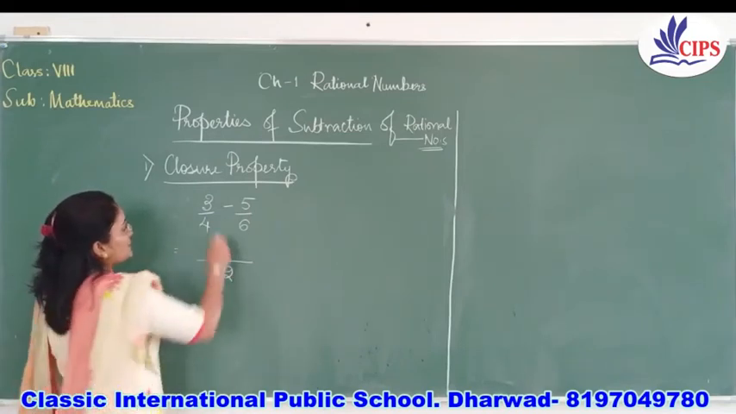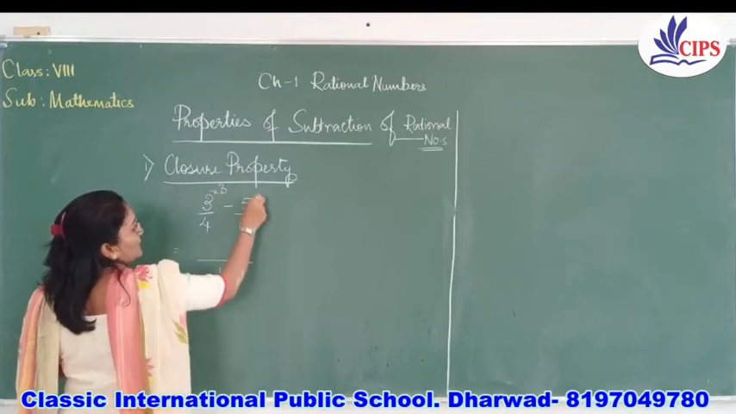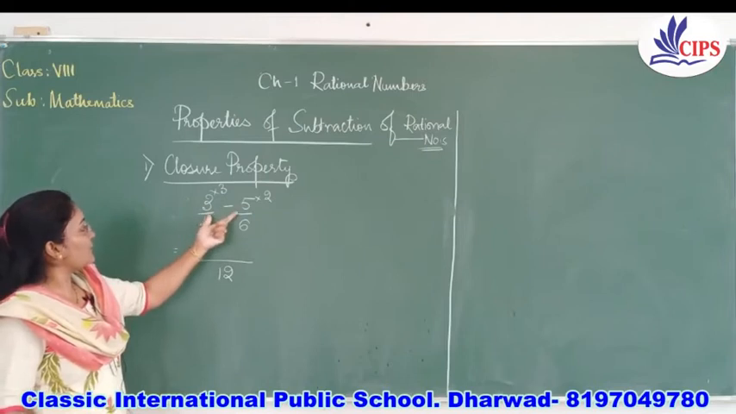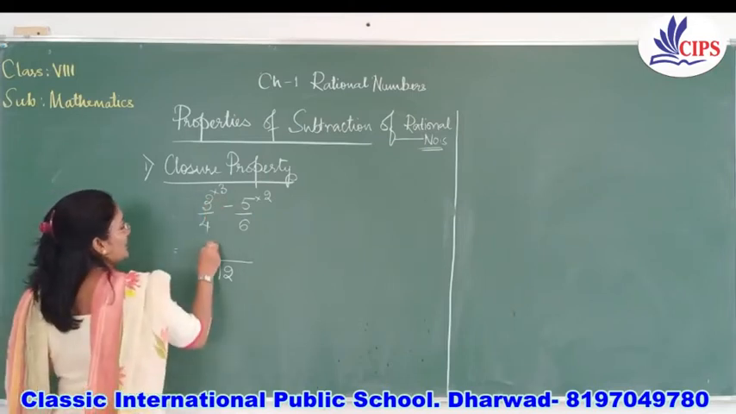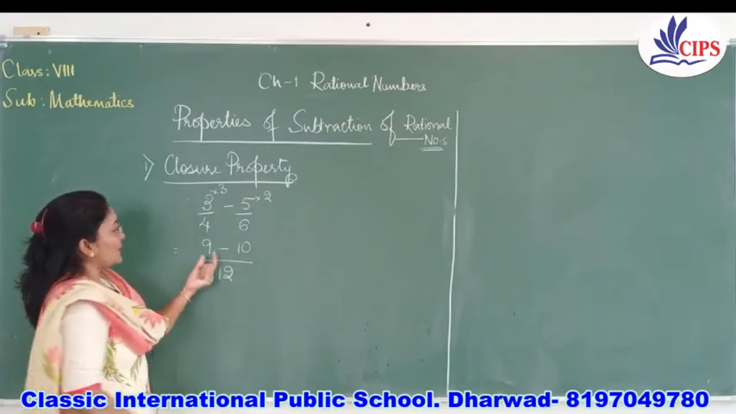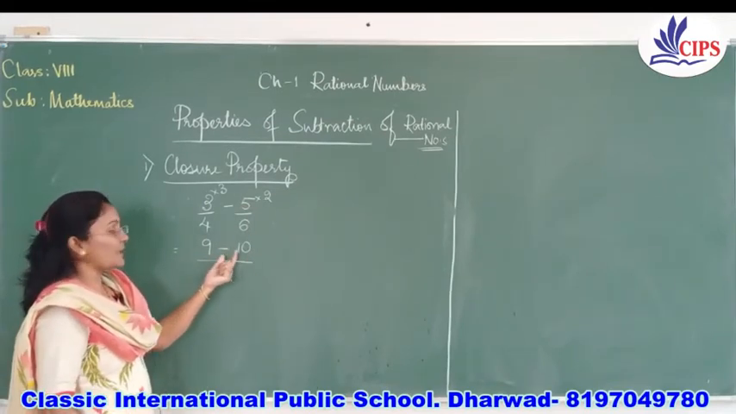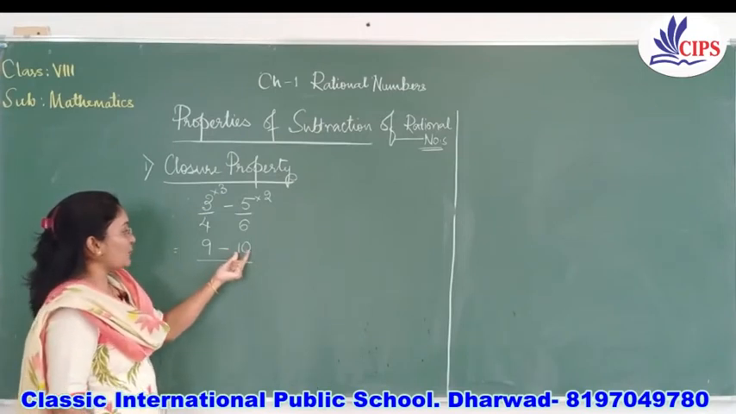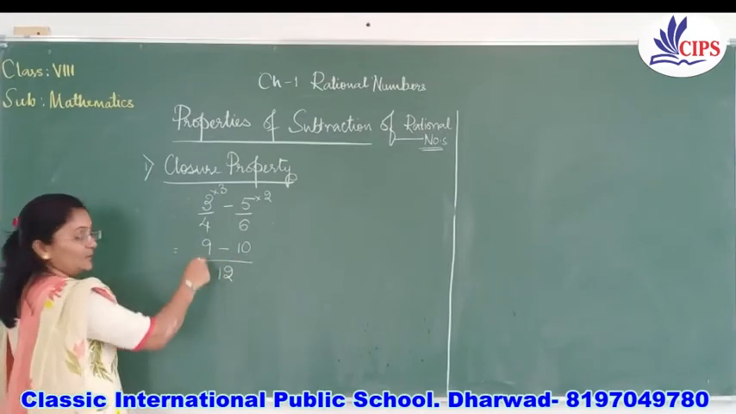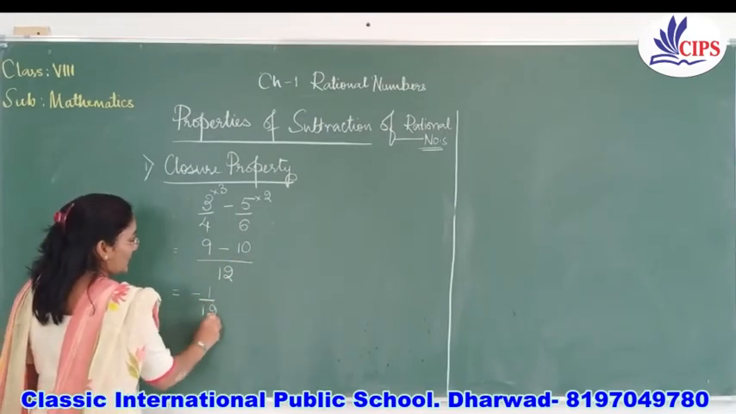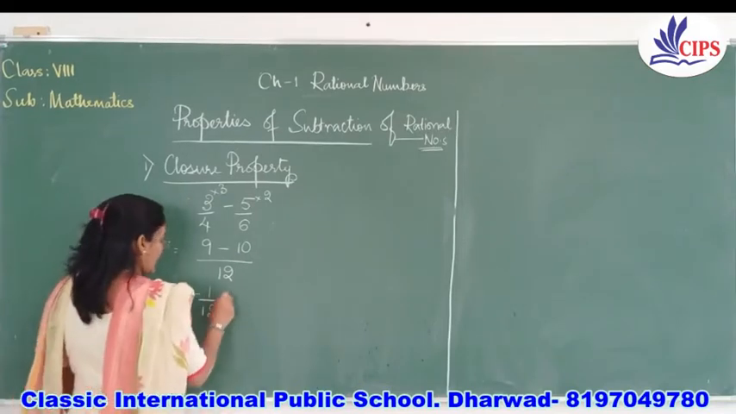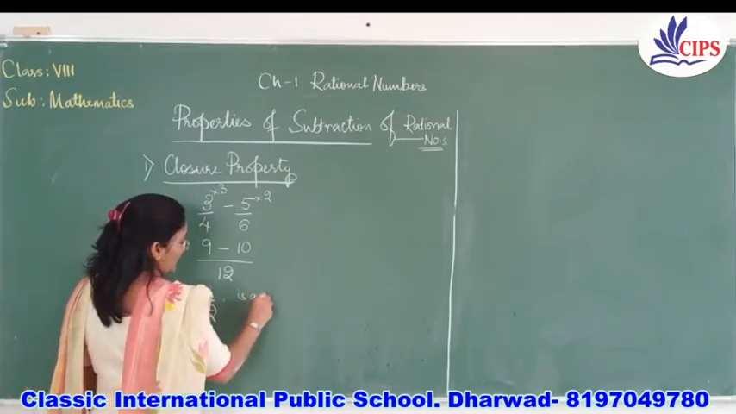Now 4 threes are 12, so I multiply 3 here, and 6 twos are 12. Now we have taken the LCM and multiplied here. So 3 threes are 9, minus 5 twos are 10. So here we have got 9 minus 10. What is 9 minus 10? 10 is greater, so from 10 we subtract 9. 10 minus 9 is 1. As we have subtracted from 10, it's minus 1 by 12. Is minus 1 by 12 a rational number? Yes, minus 1 by 12 is a rational number.